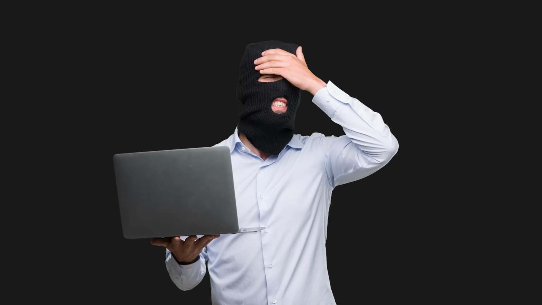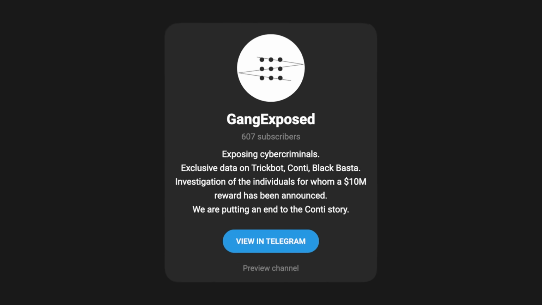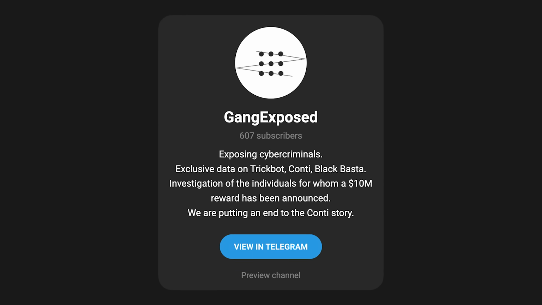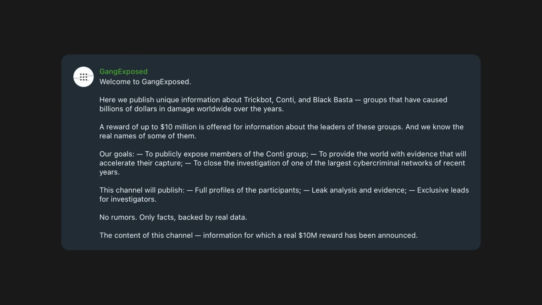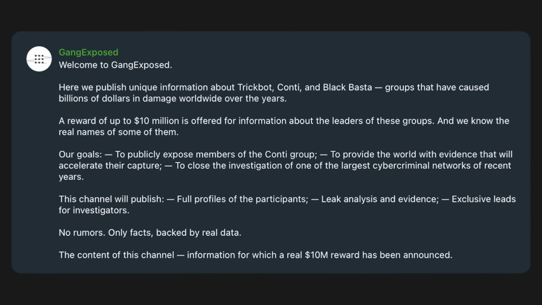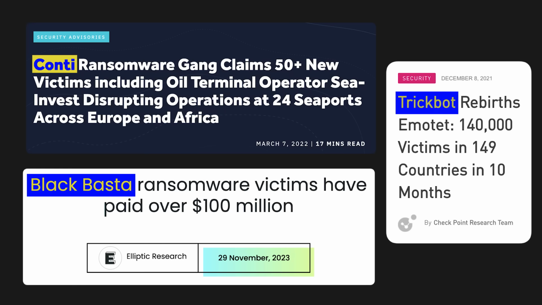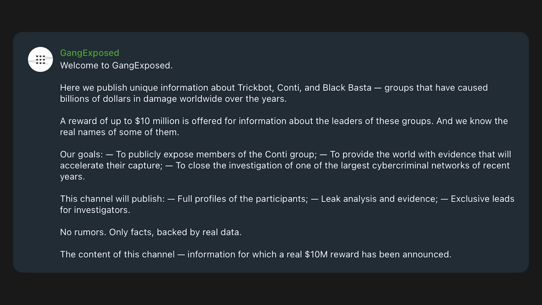For our next story, ransomware gangs better watch out because Gang Exposed is out and about. This Telegram channel, run by some unknown individual, has spent the past few weeks making life very difficult for some alleged Russian cybercriminals. Gang Exposed spawned on Telegram last month, claiming he was going to publish unique information about TrickBot, Conti and Blackbuster, 3 Russian cybercrime groups that have spent the past few years launching ransomware attacks and probably becoming very rich in the process. Gang Exposed pledged to provide the world with evidence that will accelerate their capture.